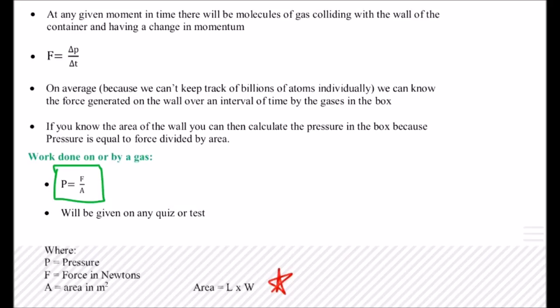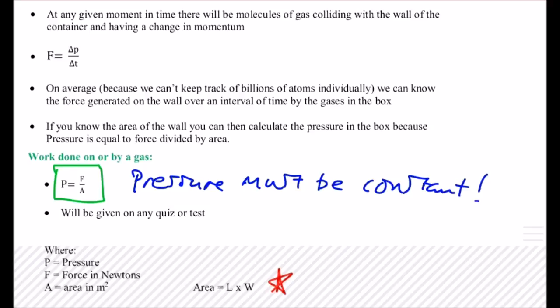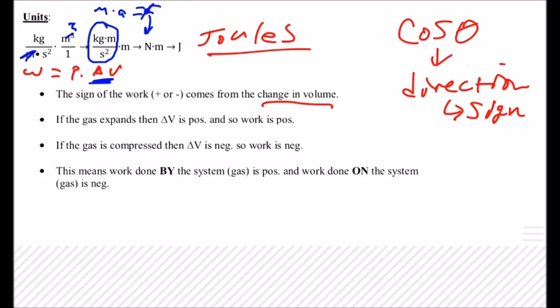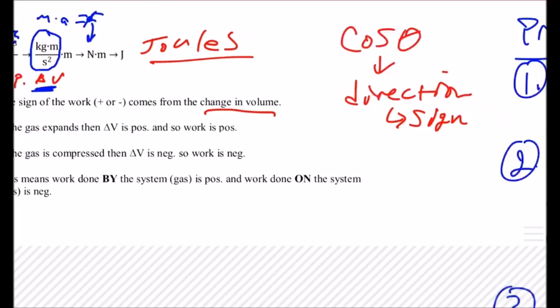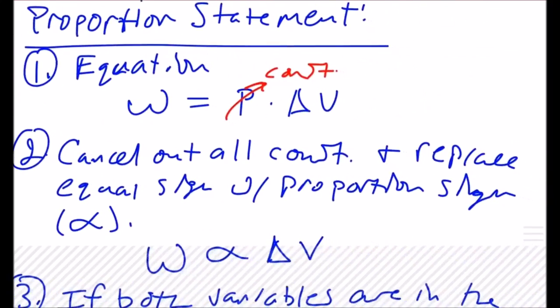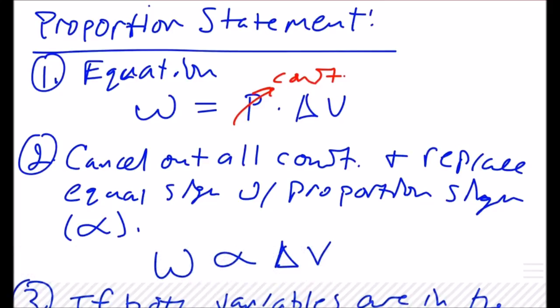Right, let's write that down here, that for this formula, pressure must be constant. Pressure must be constant the whole time for that formula to be true. All right, another thing that we need to look at to better understand these two bullets here is proportion statements, which we learned last year in chemistry, but I'm going to take another look at them here, okay, on how to write a proportion statement.